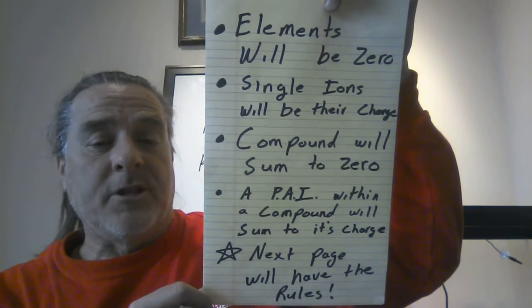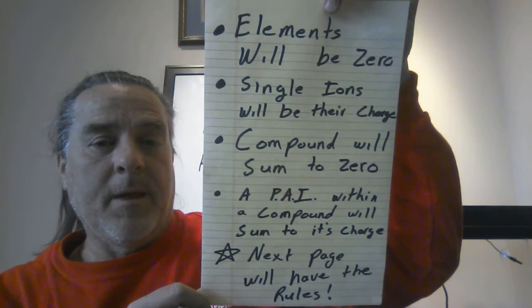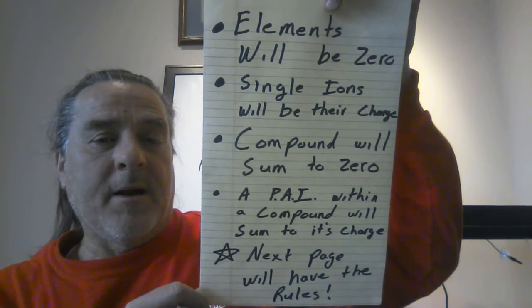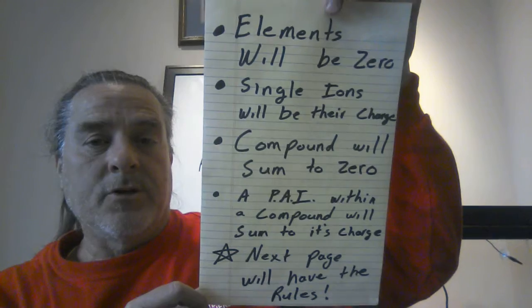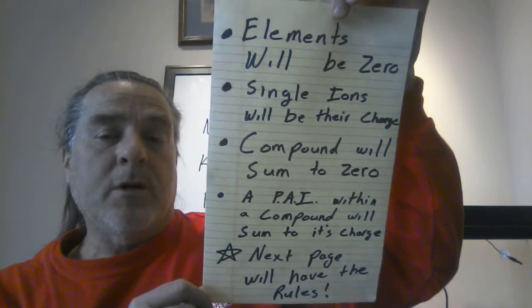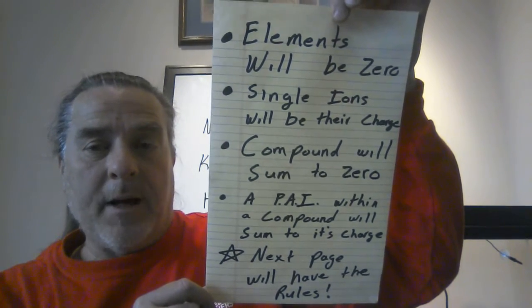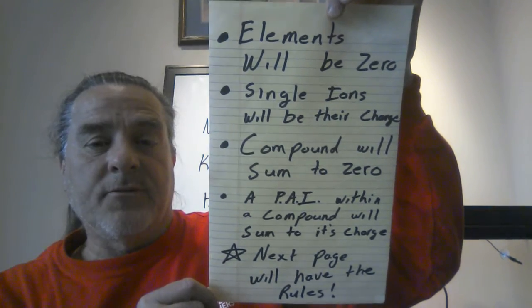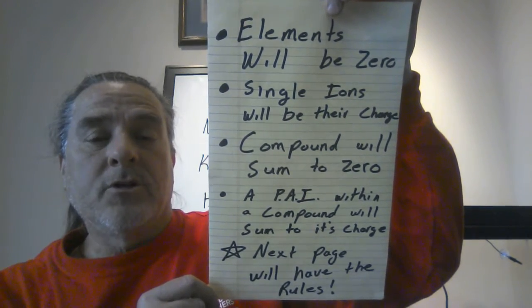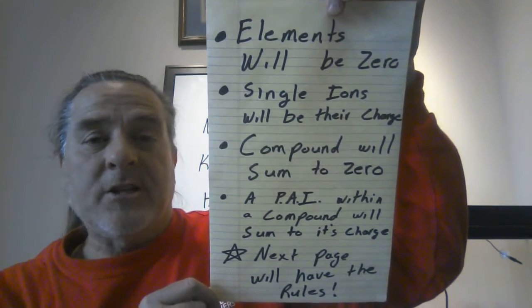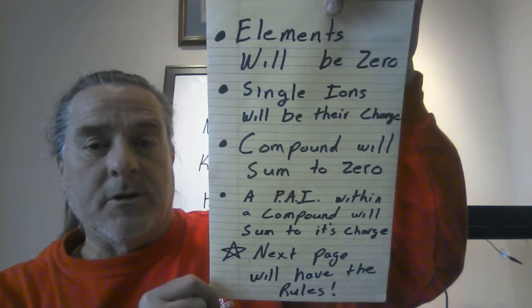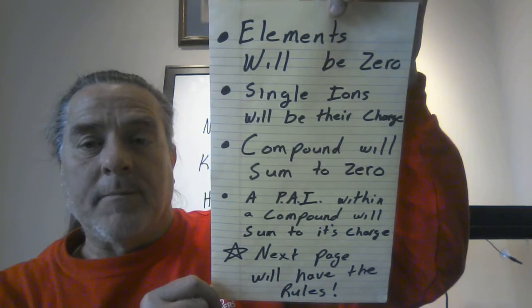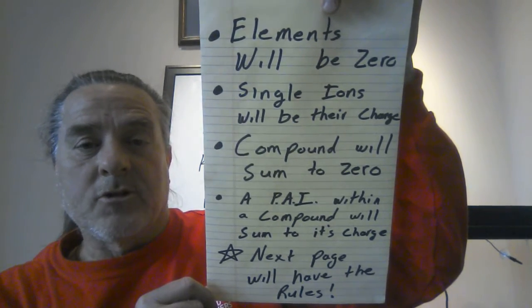Compounds will sum to 0, they add up to 0. A polyatomic ion within a compound will sum to its charge. So like if you have H2SO4, SO4 is a polyatomic ion, it's negative 2, it will sum to negative 2, and that should not change the overall charge for the compound, which should be 0. And I'll probably do a problem or two on that tomorrow.